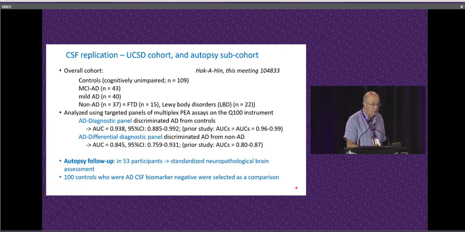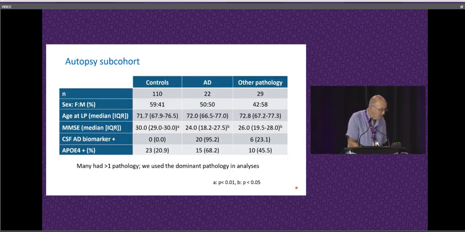What I'm going to talk about today is that we've had the opportunity to continue to follow these people, and we have autopsy follow-up in 53 participants, all of whom have undergone a standardized neuropathological brain assessment. The question is, it's very hard to get someone who has an LP and then dies while they are cognitively normal. So how does one go about assessing controls? We looked at 100 of the controls who were AD-CSF biomarker negative and actually were cognitively normal at least 1 year after the LP. There may be other ways of trying to improve on this, but I'll show you what some of the results look like.